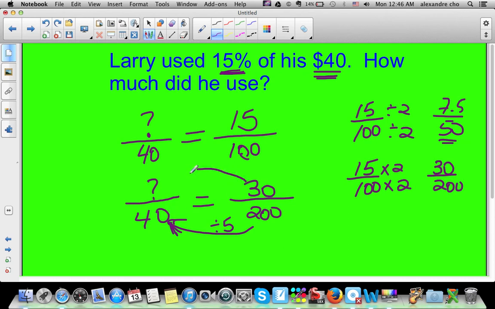So guess what? We can apply that same thing on the top. And 30 is going to be divided by 5, giving you 6. So Larry used $6. So remember, if there is no relationship, change the ratio. But you've got to change the one that is complete with a numerator and denominator. In this case, we had to change 15 over 100, not question mark over 40. You have to change this one right here on this side.